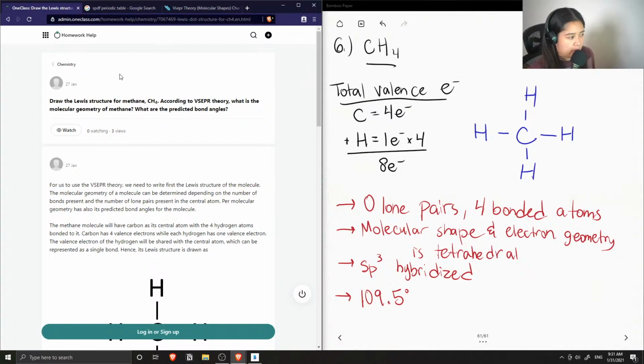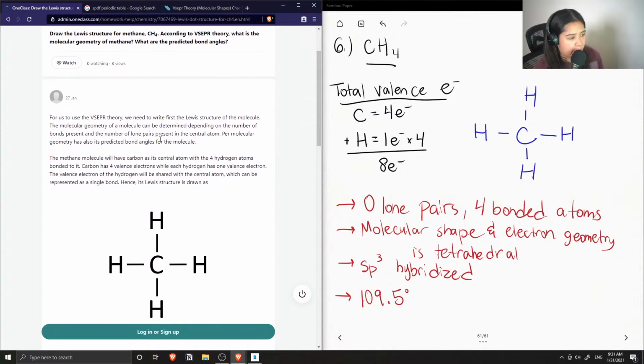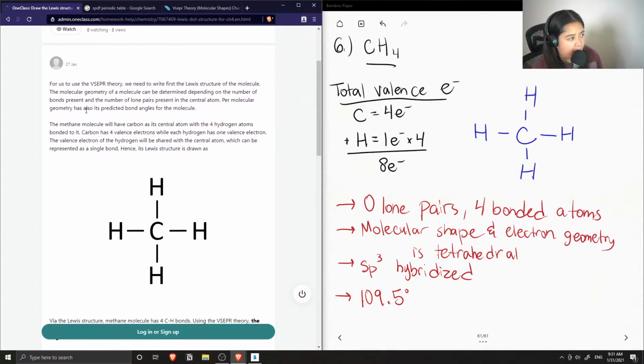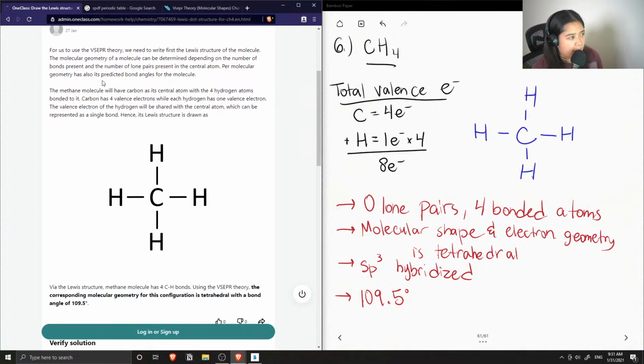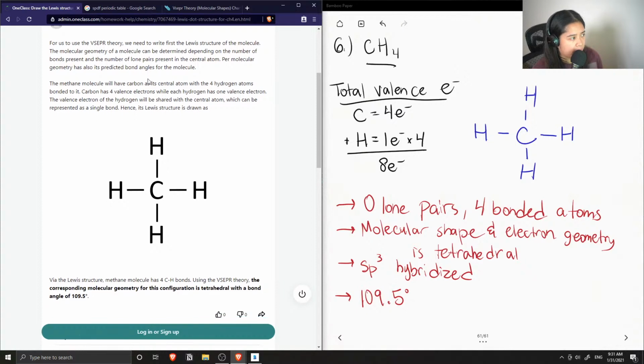For us to use the VSEPR theory, we need to first write the Lewis structure of the molecule. The molecular geometry of a molecule can be determined depending on the number of bonds present and the number of lone pairs present in the central atom. Each molecular geometry has also its predicted bond angles for the molecule.